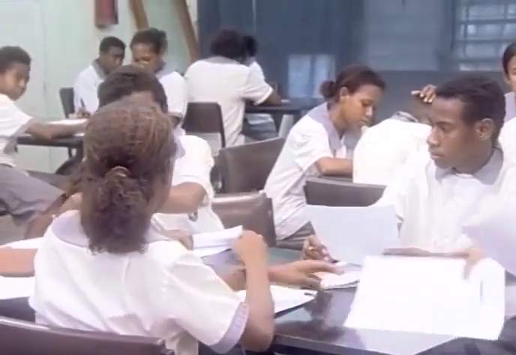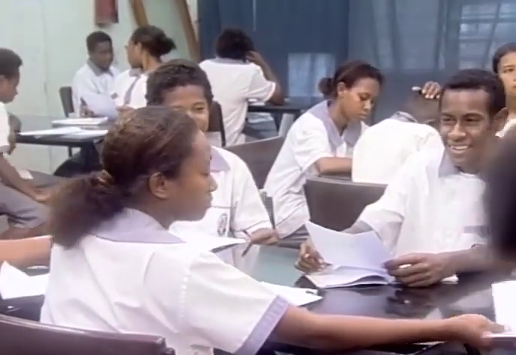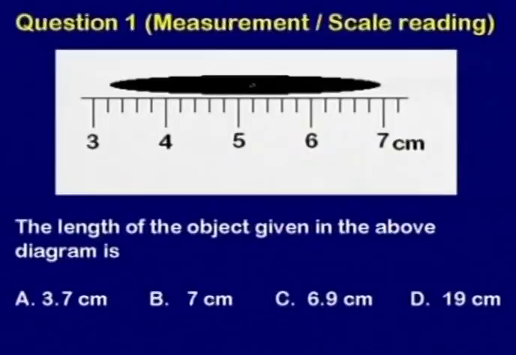Receiving students, here is the first question. Our teacher will quickly get it down for students to do. Question number 1, the skill that is in that question is measurement or scale reading. You are given 5 minutes to complete this. Your time starts now.